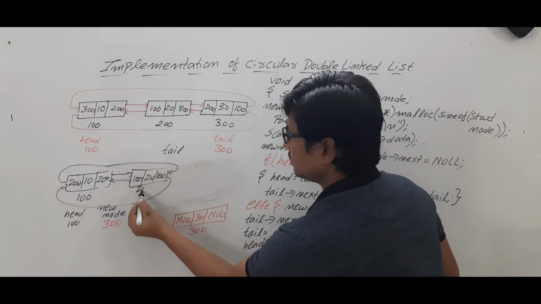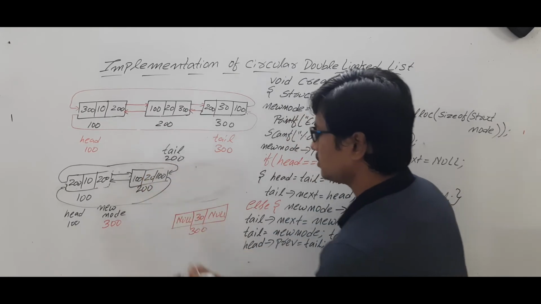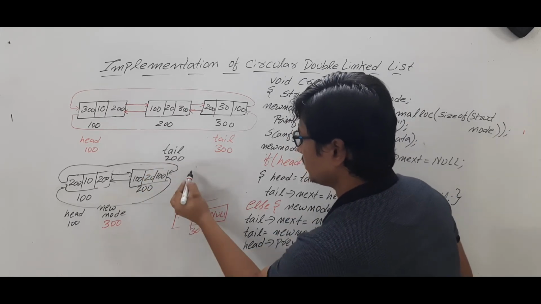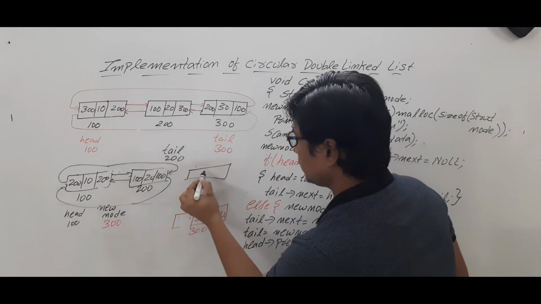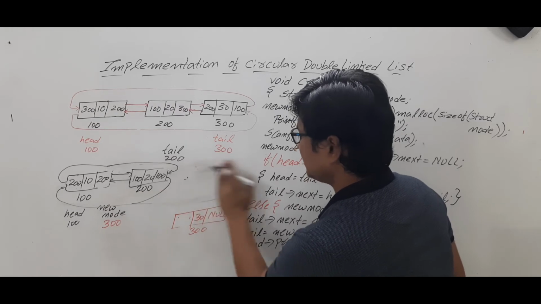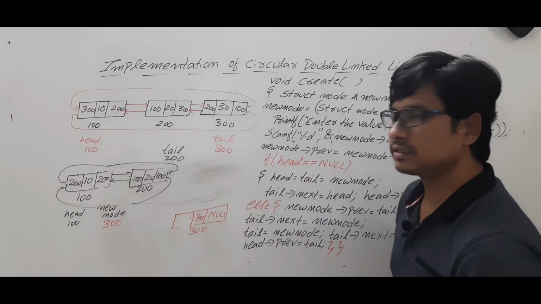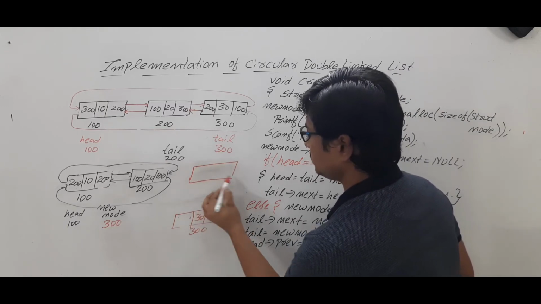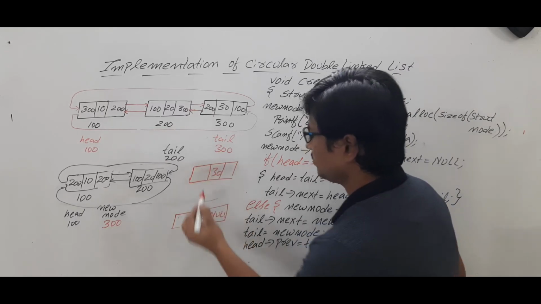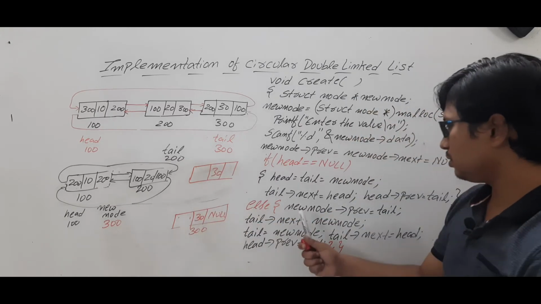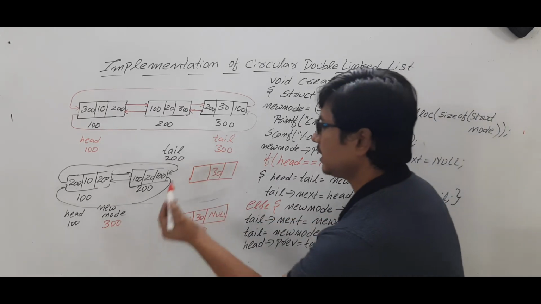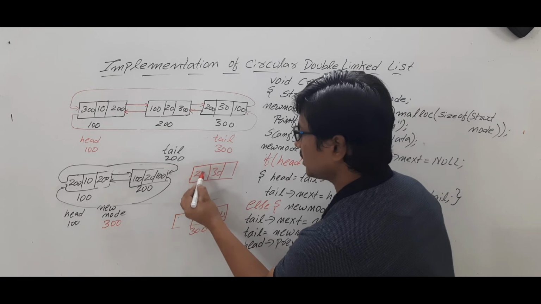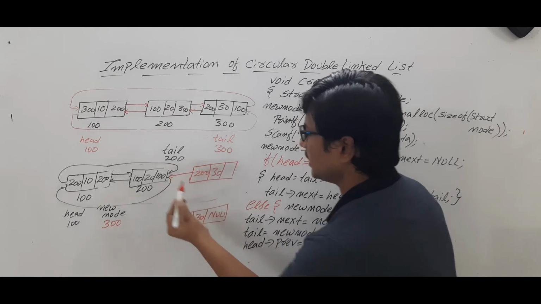Okay, so here you will get 200. Let me write here. Okay, sorry for the inconvenience, I hope you can understand. Okay, 30, because I want to connect this one. So new node of previous is equal to tail. So here 200 will come. So there is a link like this.